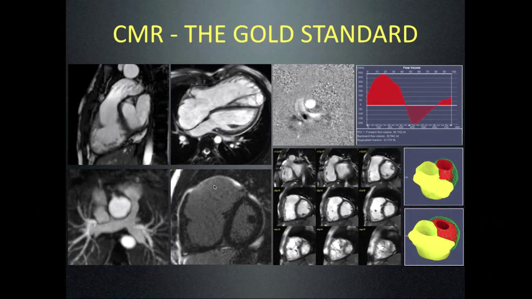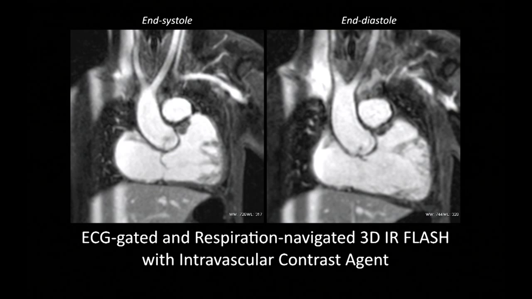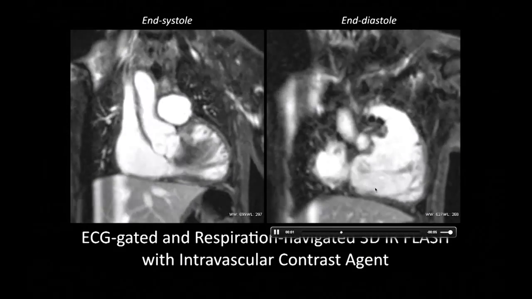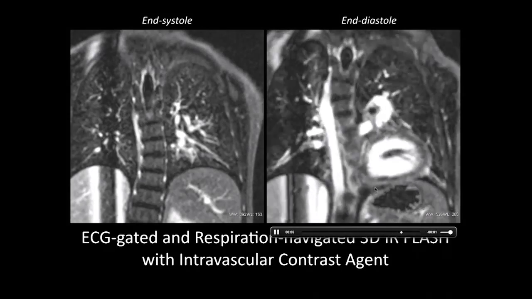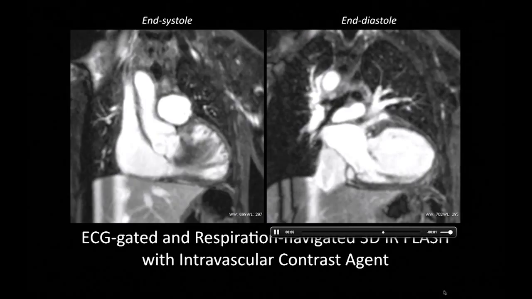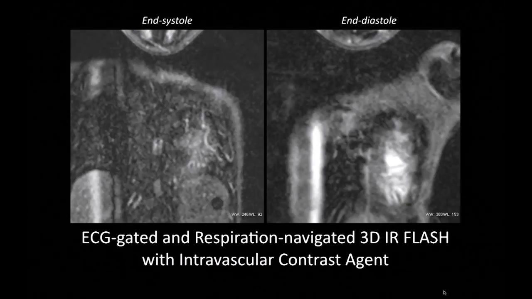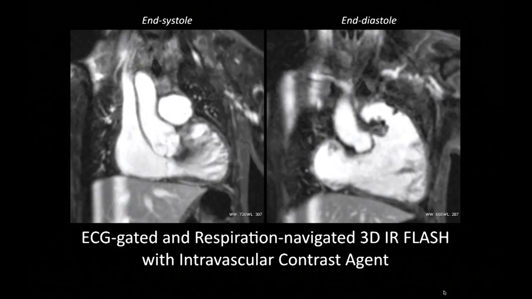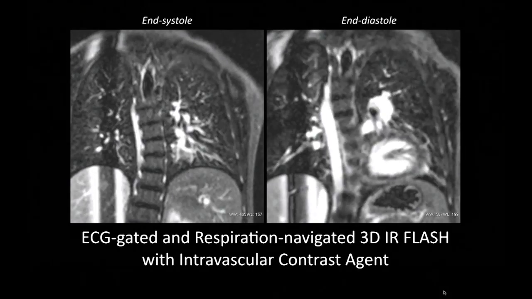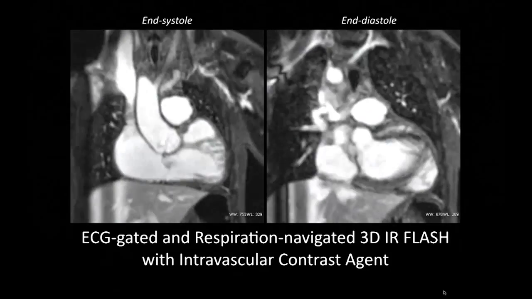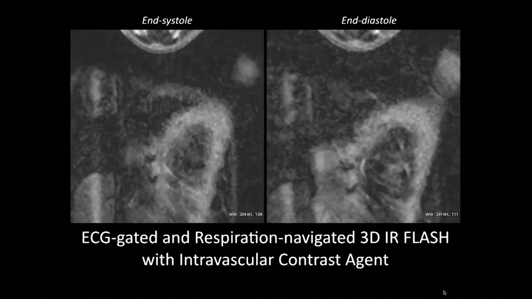Okay. Recently we began to do the following examination: an ECG-gated and respiration-navigated 3D gradient echo technique, one of the MRI techniques, using an intravascular contrast agent. What we used to use was basically an extracellular contrast medium, so for angiographic imaging we wanted to do the first pass. However, this agent is intravascular. It binds to albumin and stays within the blood vessel for 3-4 hours, so we have a lot of time for imaging. Therefore, frozen imaging is possible.